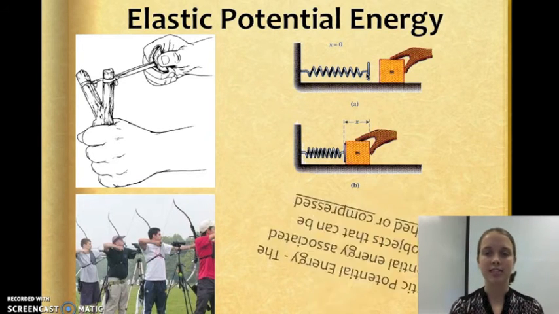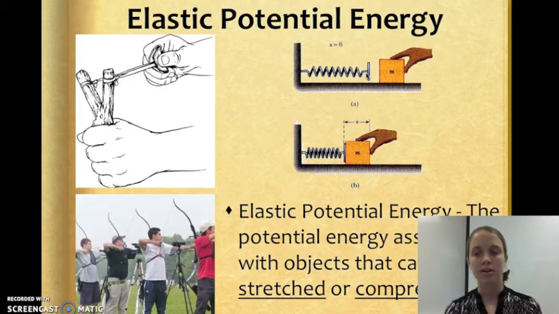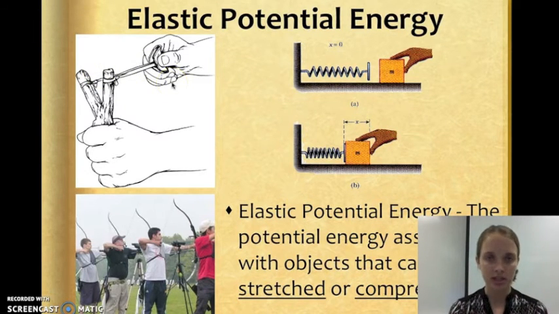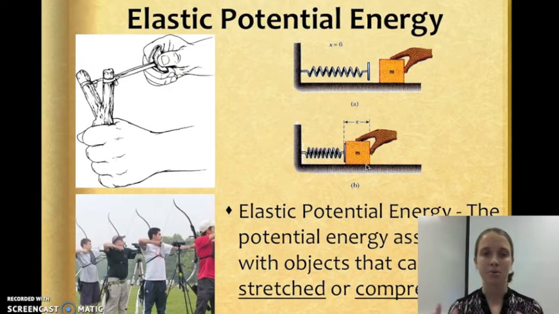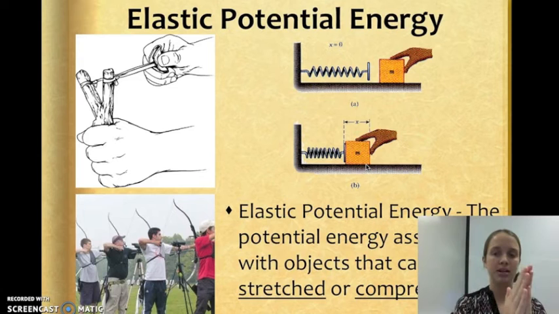Okay, so the definition of elastic potential energy, I know it's a little bit covered up, so pay attention. It says elastic potential energy is the potential energy associated with objects that can be stretched or compressed. You can see here on the left hand side, those two pictures are being stretched, and then on the right hand side, that's being compressed. So things that are elastic, literally like rubber bands, bows, stuff like that, in order to increase the elastic potential energy, you're going to stretch them. Whereas things like springs, which are coiled, in order to increase the elastic potential energy, you compress it, make it smaller.